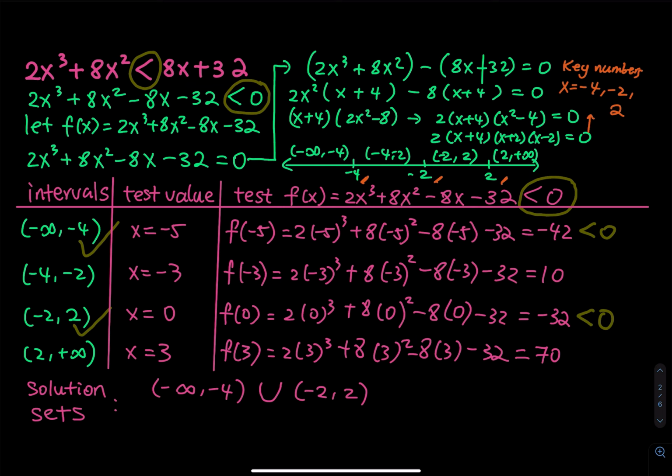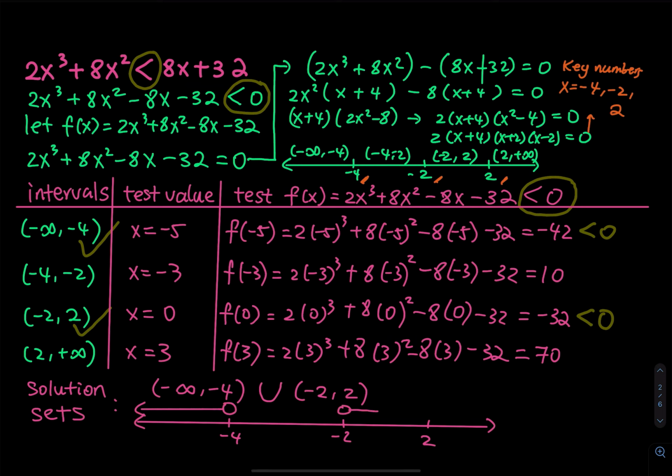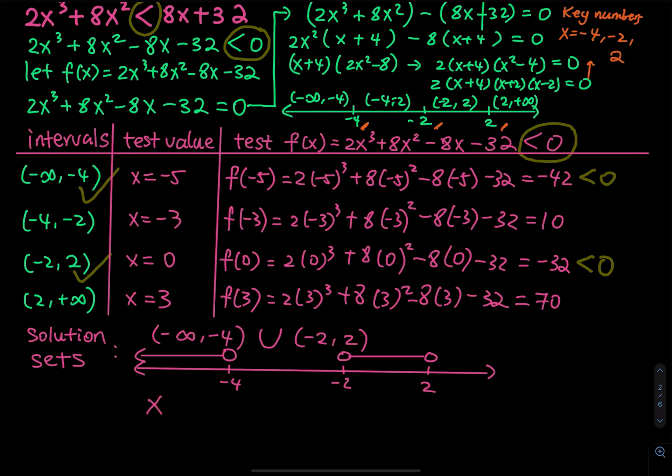And then you draw the number line. So we draw a number line like that. And then we have a negative 4, past negative 2, and then to positive 2. So we want less than negative 4. And then we want between negative 2 and 2. That's all we need. So this is x less than negative 4. This is x between negative 2 and 2.